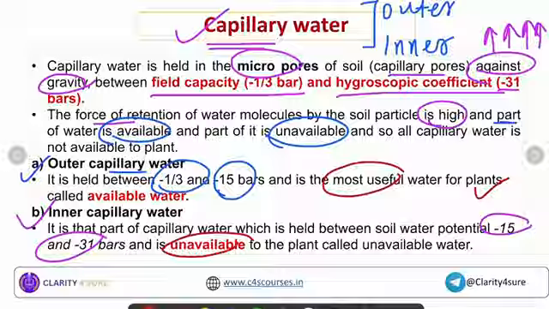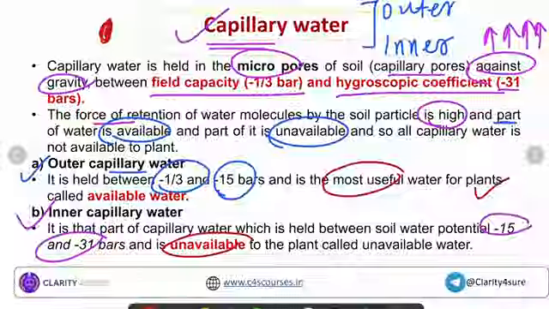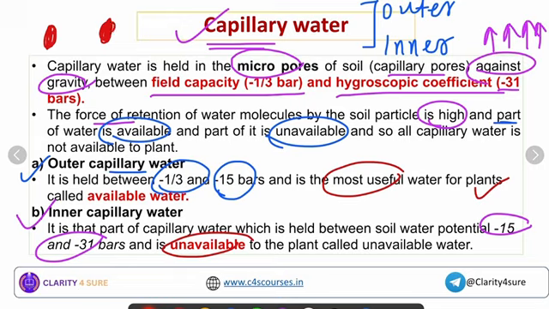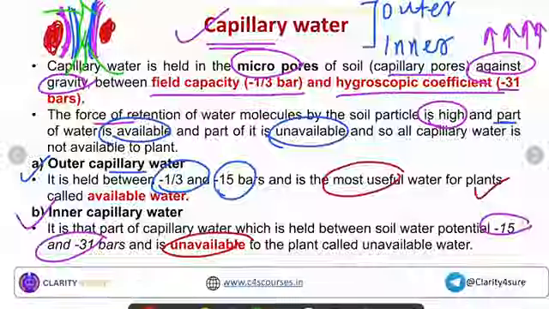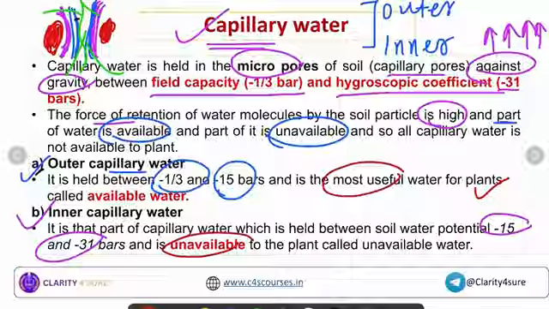So just let me clear this. Consider these are the two soil particles, okay. The inner capillary water will be near to this soil particle. This is inner capillary water and this is outer capillary water. So what do you think will be available? And these will be the roots of plant, right? So what do you think is available to the root? The answer should be this blue part, that is outer capillary water, right?